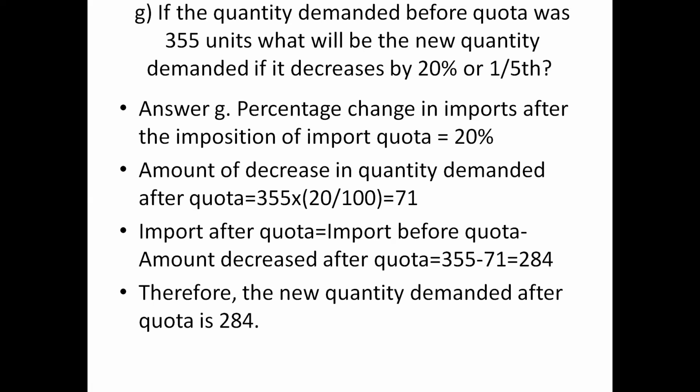Okay, so if you have to tell the exact amount after quota, you simply deduct this amount from the amount before quota. So the amount after quota is the amount before quota minus the amount decreased after quota. So 355 minus 71 is equal to 284. Therefore, the new quantity demanded after quota is 284.